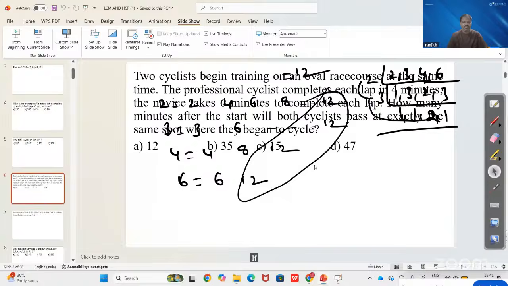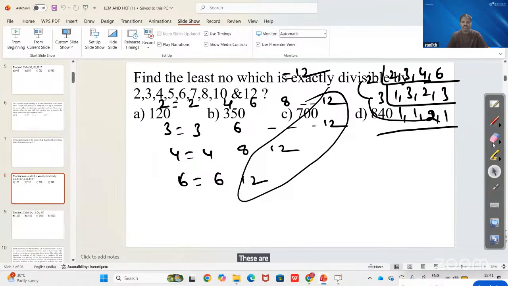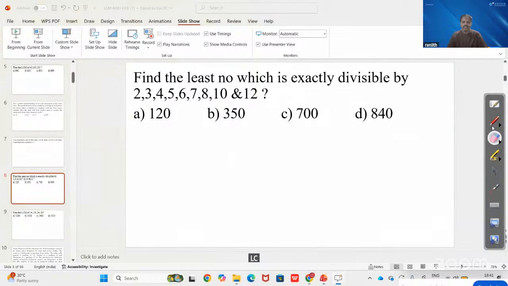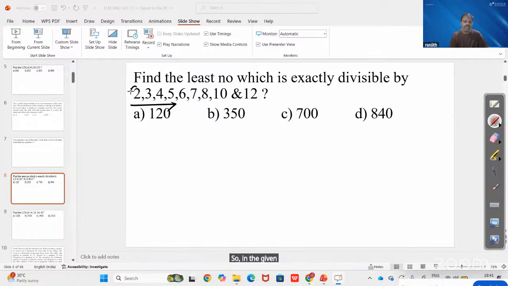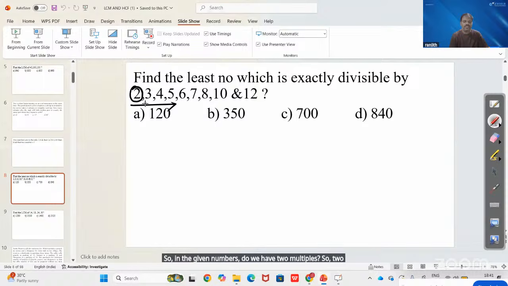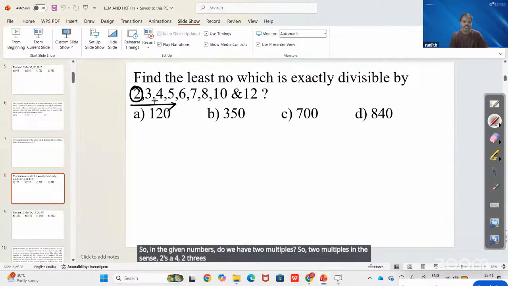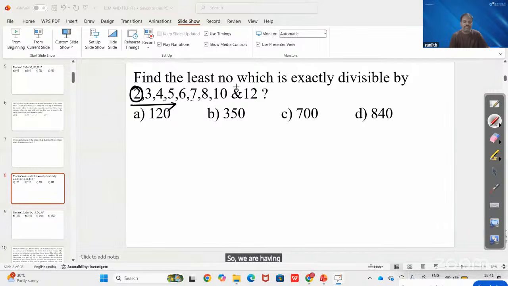These are the questions we are having. How to find the LCM of given numbers? Just look here. LCM is nothing but least common multiple. In the given numbers, do we have multiples of any number or not? Do we have multiples of 2? 2 twos are 4, 2 threes are 6. Yes, we are having multiples of 2. If we have at least one multiple, we can eliminate that number. So we are having 4, 6, 8, 4, 5 values we are having.